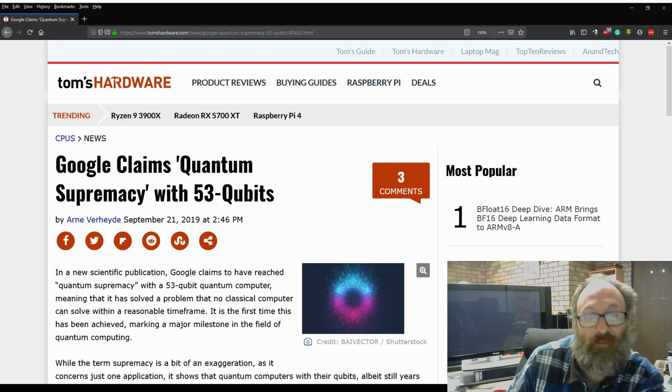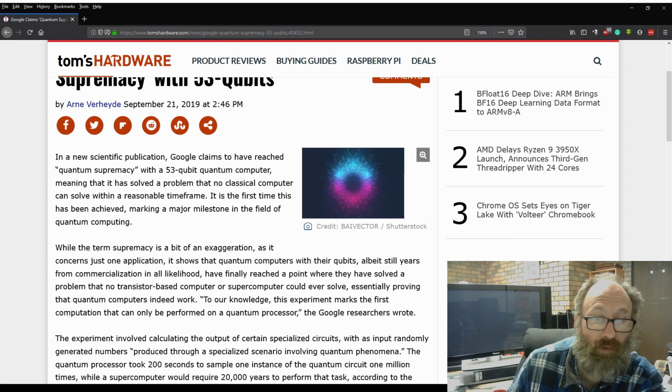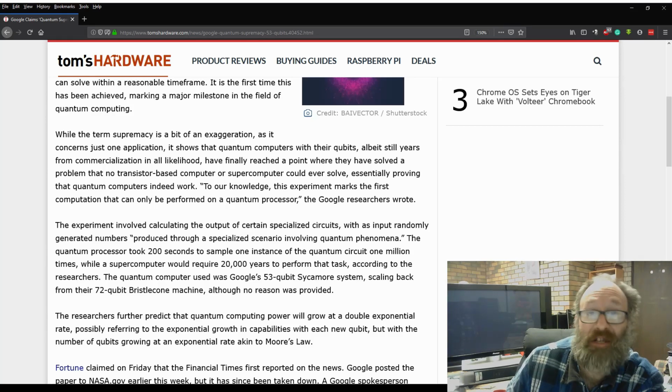Google claims quantum supremacy with 53 qubits. In a new scientific publication, Google claims to have reached quote-unquote quantum supremacy with a 53-qubit quantum computer, meaning that it has solved a problem that no classic computer can solve within a reasonable time frame. It's the first time this has been achieved, making a major milestone in the field of quantum computing. While the term supremacy is a bit of an exaggeration, as it concerns just one application, it shows that quantum computing with their qubits, although still years from commercialization in all likelihood, has finally reached a point where it has solved a problem that no transistor-based computer or supercomputer could ever solve, essentially proving that quantum computers indeed work.